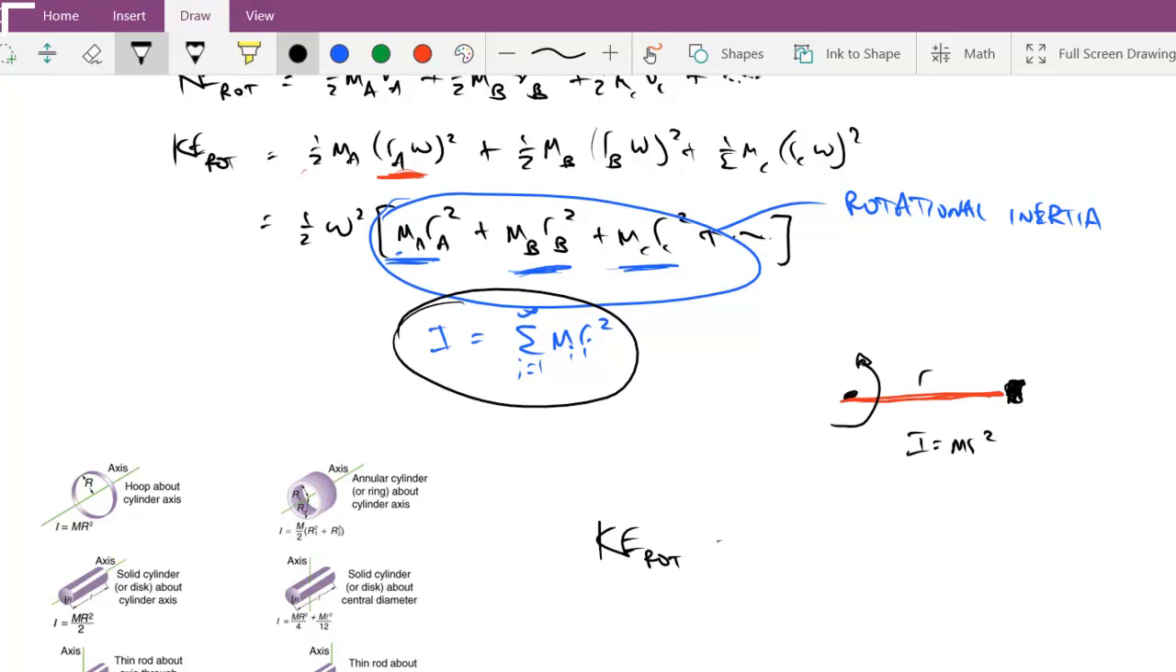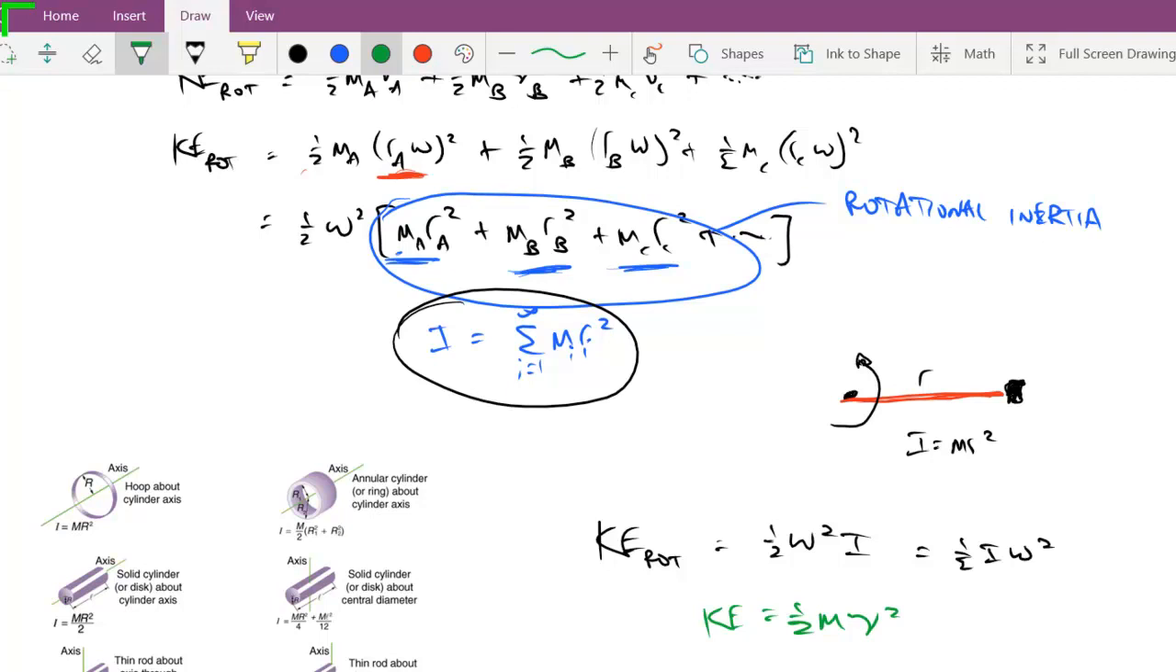So taking this and going back to our kinetic energy of rotation, our rotational kinetic energy is 1/2 omega squared times this I, this rotational inertia, which we usually write as 1/2 I omega squared. So if you remember back to when we first defined kinetic energy, we said that kinetic energy was equal to 1/2 m v squared.